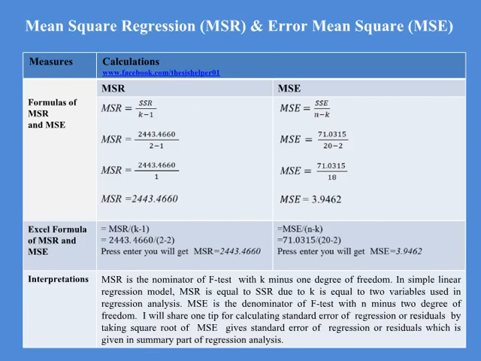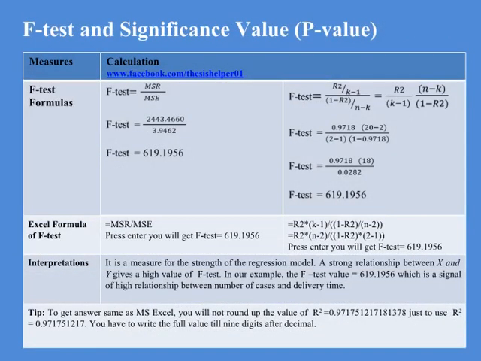Interpretations. MSR is the numerator of the F-test with k-1 degrees of freedom. In the simple linear regression model, MSR is equal to SSR because k is equal to 2 variables used in regression analysis. MSE is the denominator of the F-test with n-2 degrees of freedom. I will share one tip: taking the square root of MSE gives the standard error of regression or residuals, which is given in the summary part of regression analysis. By putting values of MSR and MSE, we get the F-test value equal to 619.56. The MS Excel formula of the F-test is given to help get the same answer as computed by MS Excel.